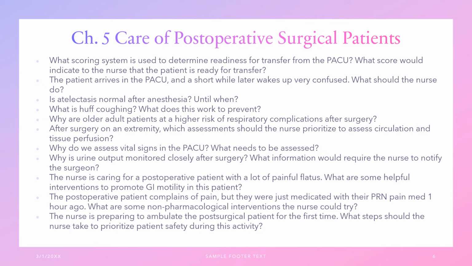Why are older adult patients at a higher risk of respiratory complications after surgery? We can see this also on page 87 in the red older adult care points box. The risk of hypoventilation is greater in older adults because lung expansion may be hampered by calcification of costal cartilage and weakened respiratory muscles. End-tidal CO2 monitoring is effective in identifying hypoventilation in at-risk patients.